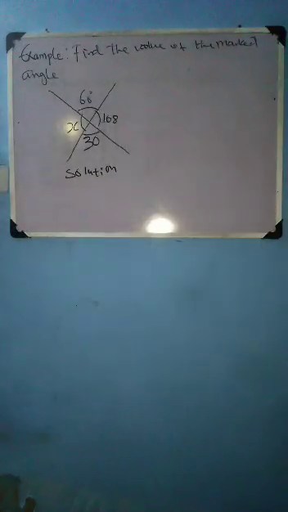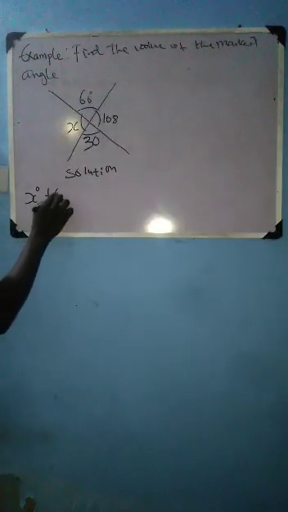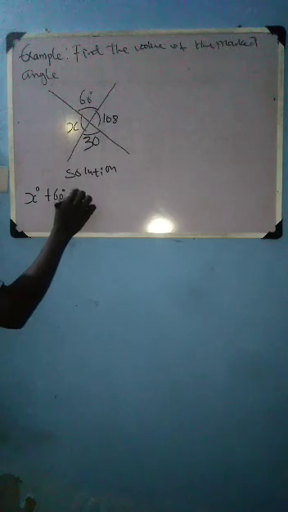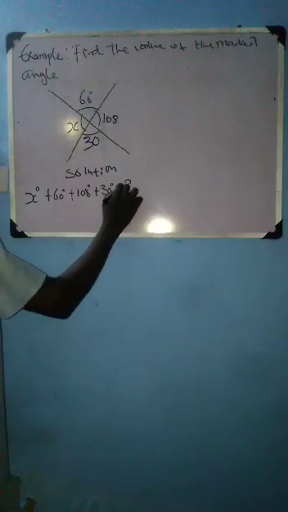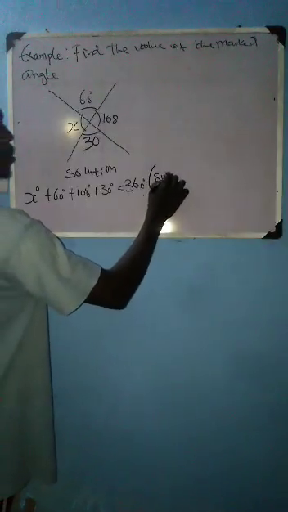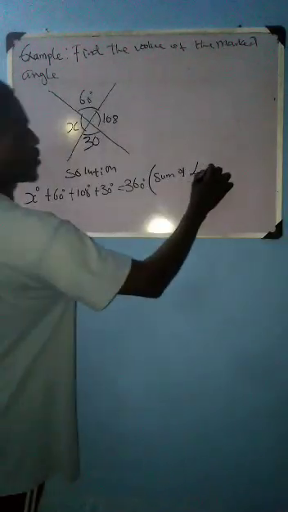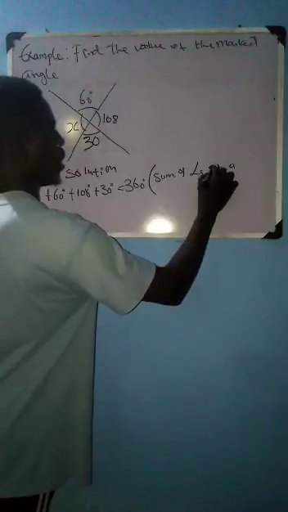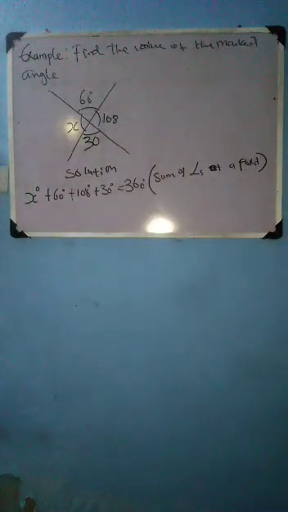The solution is this. Angle X degrees plus 60 degrees plus 108 degrees plus 30 degrees is equal to 360 degrees. Why? Sum of angles at a point. This is how to write it. Okay, so please do the addition. 60 plus 108 plus 30, what's the answer?